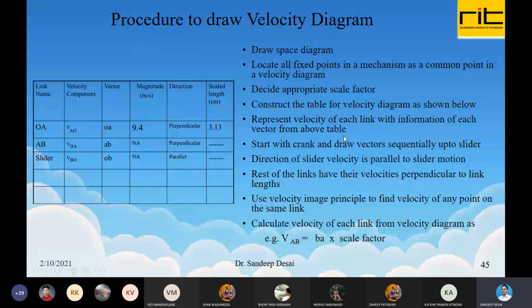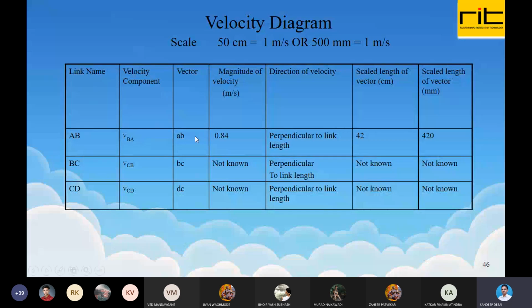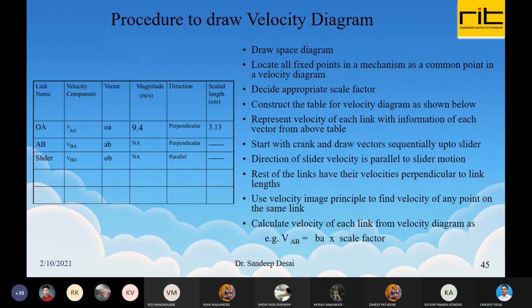Represent velocity of each link with information of each vector from the above table. So these are different vectors. Information for every vector is available in this table. What is that information? Magnitude and direction. Magnitude and direction is known. So use the information for every vector from the table and represent velocity of each link using it.